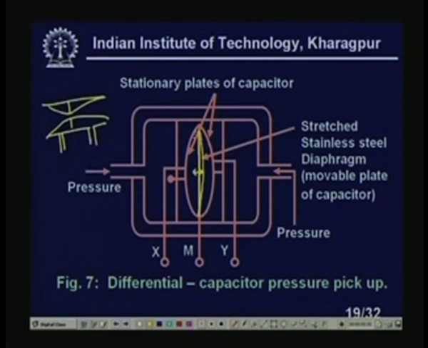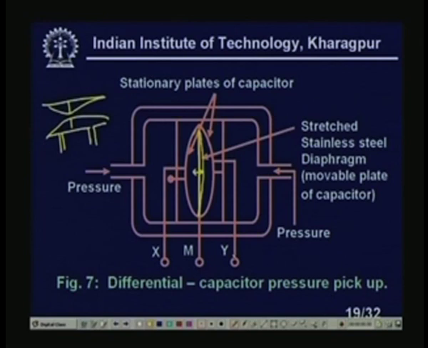Since I told you this inner side is coated with metal, and this is a section of a sphere, what will happen? You see, these plates will move this side. The capacitance between X and M will decrease and the capacitance between M and Y will increase.